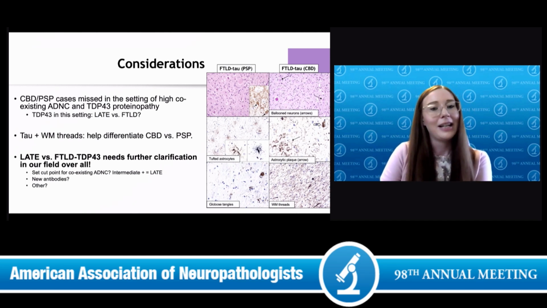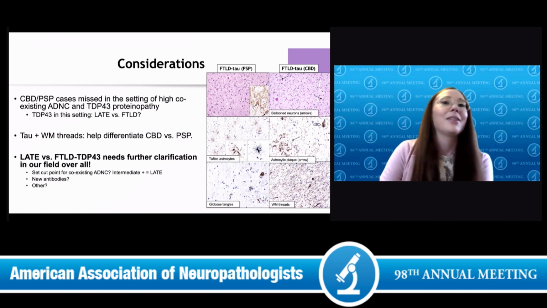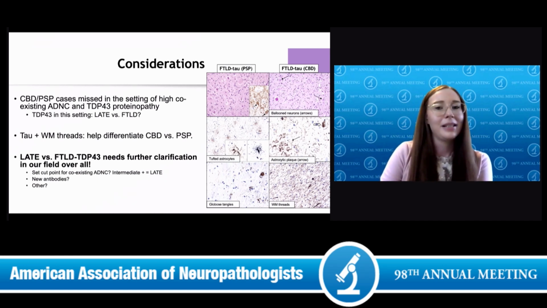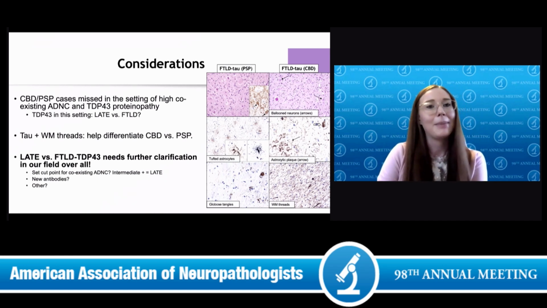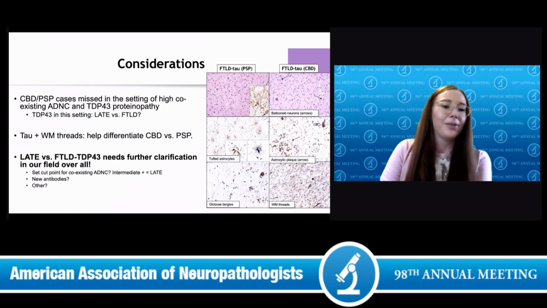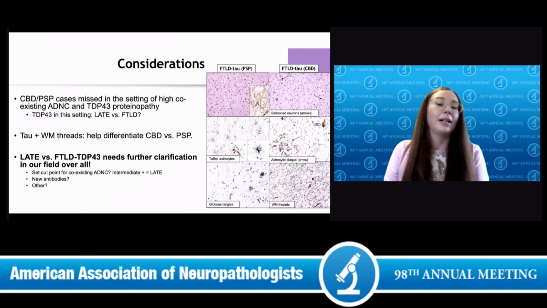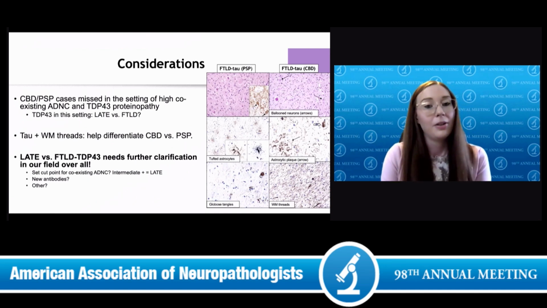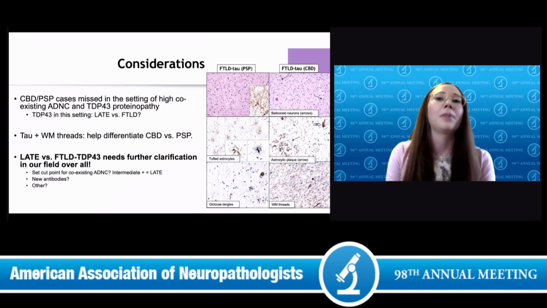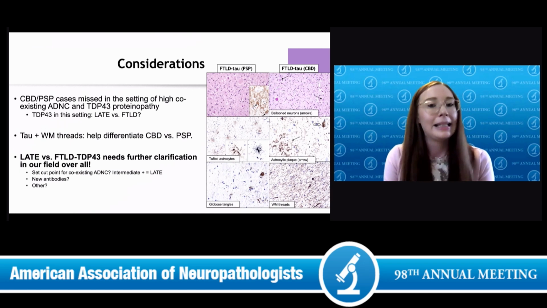So we all called that LATE, but it turns out that the original gold standard diagnosis had called that FTLD-TDP type A. So that's another great example that I think, as we progress in this area, we can hopefully use and discuss to try to come up with more clear consensus diagnostic criteria.